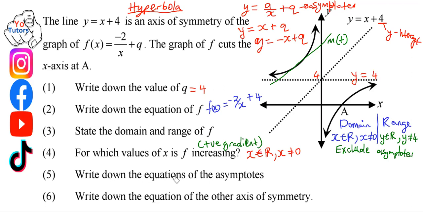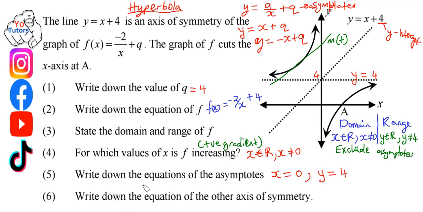Now, write down the equation of the asymptotes. So the asymptotes here, we now have them from my explanation. I think you can see now that the equations of the asymptotes are x is equal to 0, and the other one is y equal to 4.